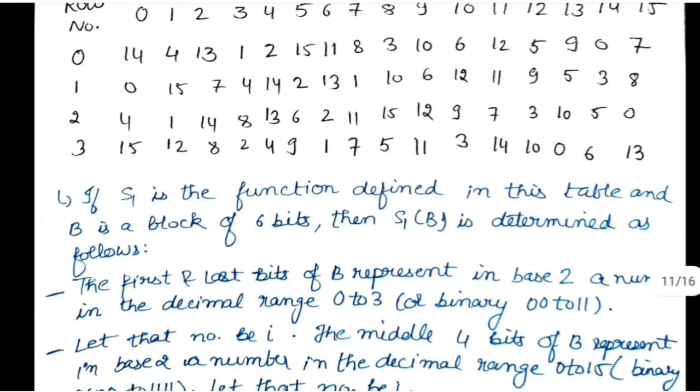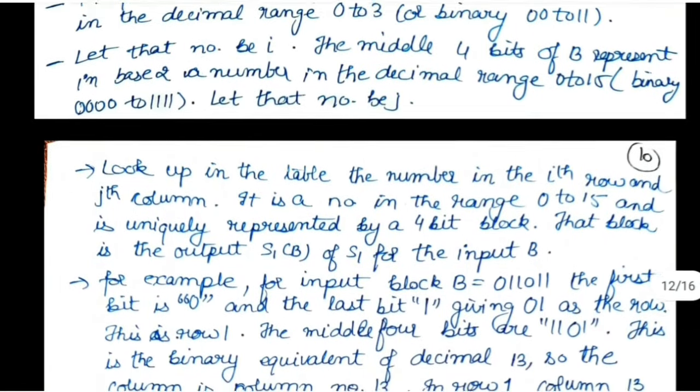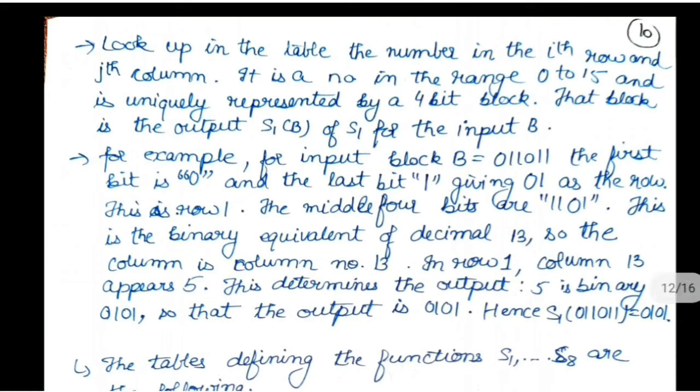And for the columns, the middle 4 bits of B represent a base 2 number in decimal ranging from 0 to 15. So we are representing it in the column form, let it be Z. The binary values in the column will range from 0000 to 1111. That is the 8 4 2 1 formula again. So look up in the table the number in the ith row and the jth column, which is a number in the range 0 to 15 and is uniquely represented by a 4-bit block. That block is the output S1(B) of S1 with the input B.